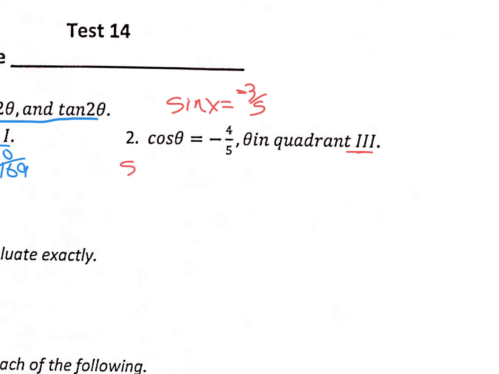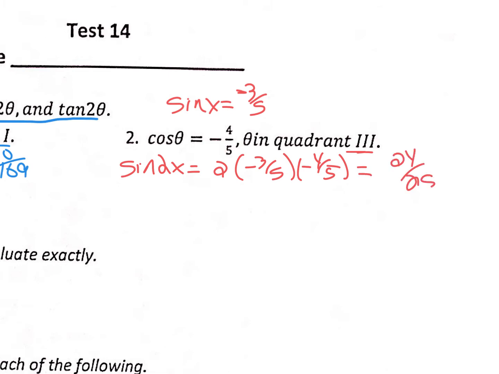And now I'm going to do the same thing I just did. Sine 2x is 2 times sine theta times cosine theta, which is that right there. So multiply that out. 12 times 2 is 24 25ths.